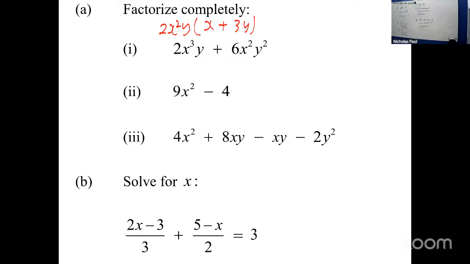All right, next one, difference of two squares, so that's 3x squared minus 2 squared. So you'll end up with 3x minus 2, 3x plus 2.